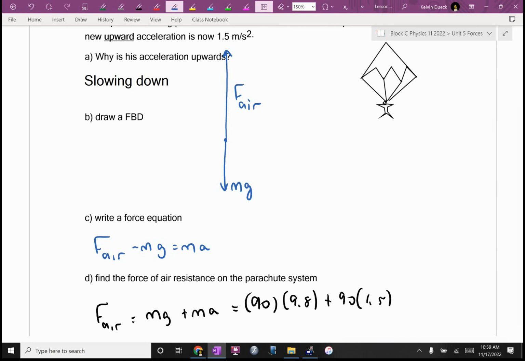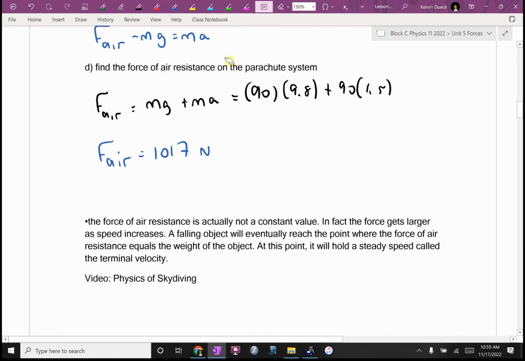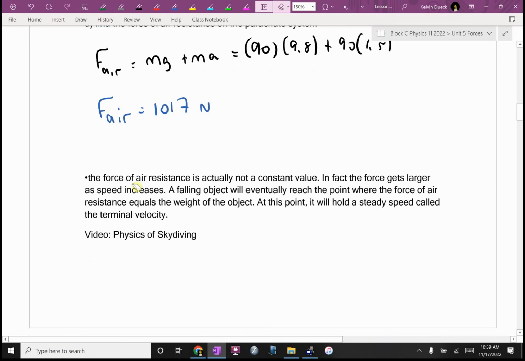The physics of skydiving is quite interesting. I wrote here, the force of air resistance is actually not a constant value. The force gets larger as speed increases. A falling object will eventually reach a point where the force of air resistance equals the weight. What do I mean by weight? mg of the object, and it will hold a steady speed called the terminal velocity.